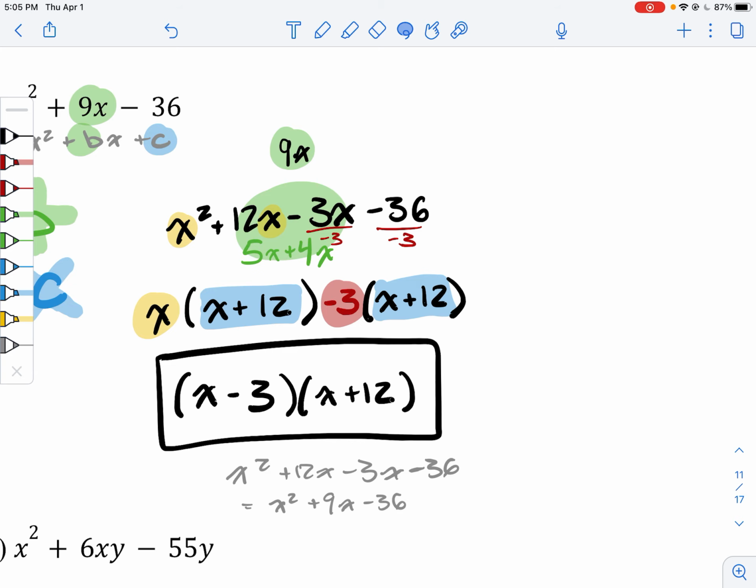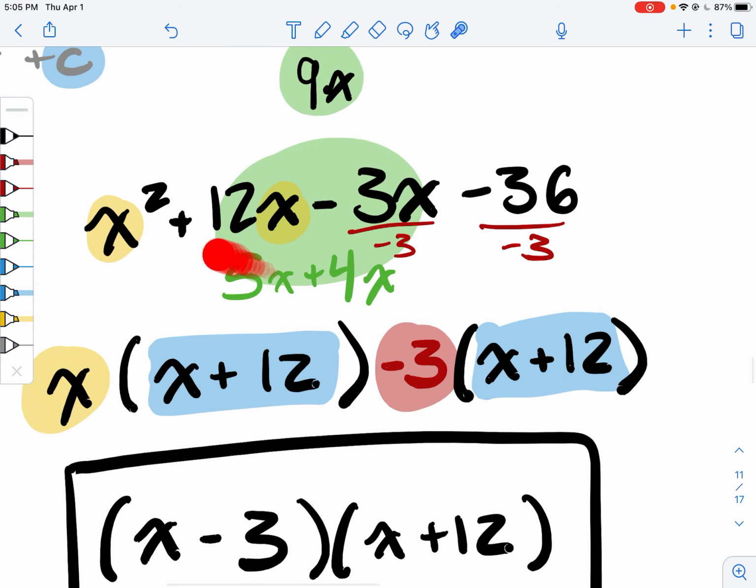But if I had split this up this way, we would have gotten two different answers. If I had pulled an x out of here, I would have gotten x plus 5. And if I would have pulled a 4 out of here, I would have gotten x plus 9. And those wouldn't match. So I needed to get blue factors, blue guys that matched.